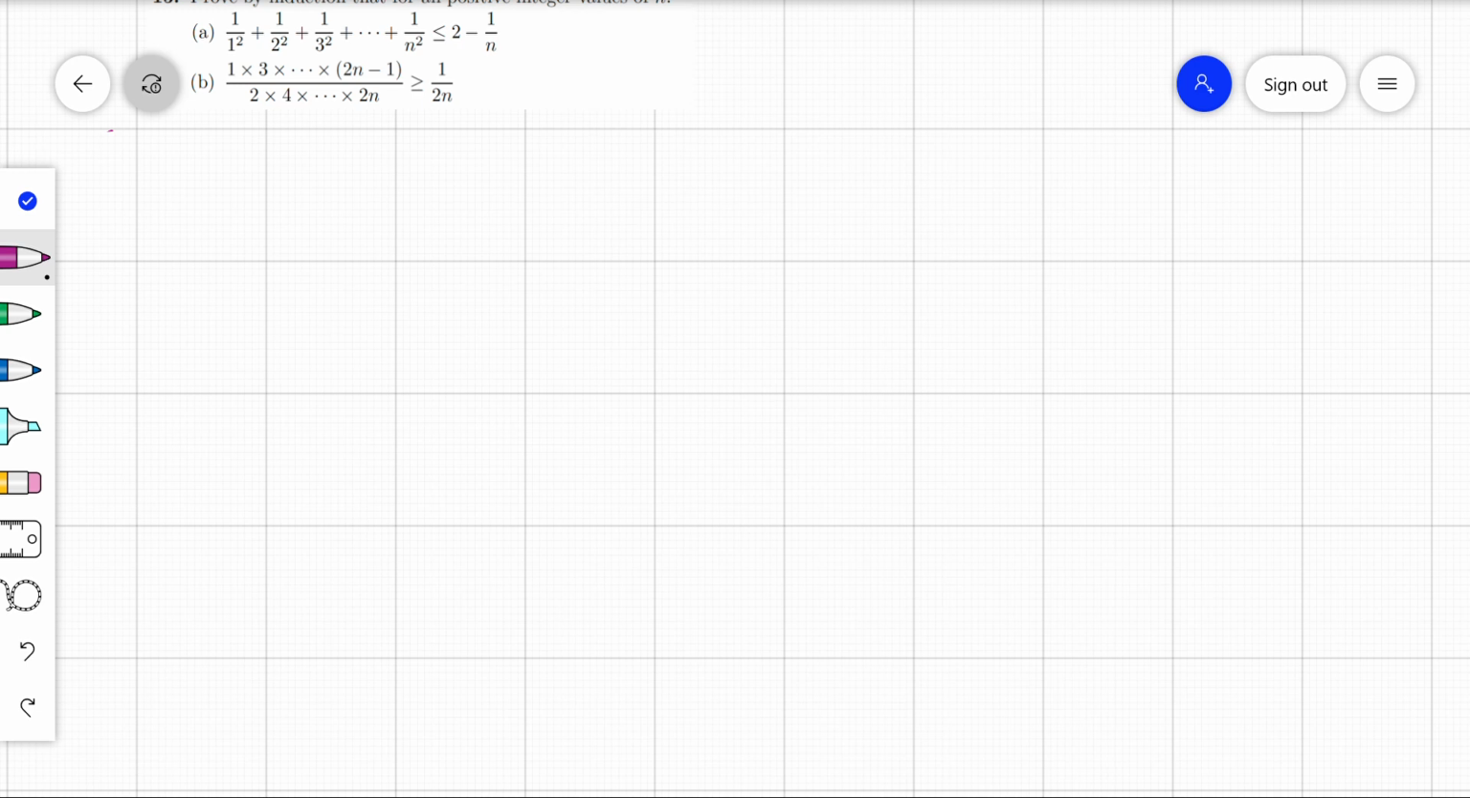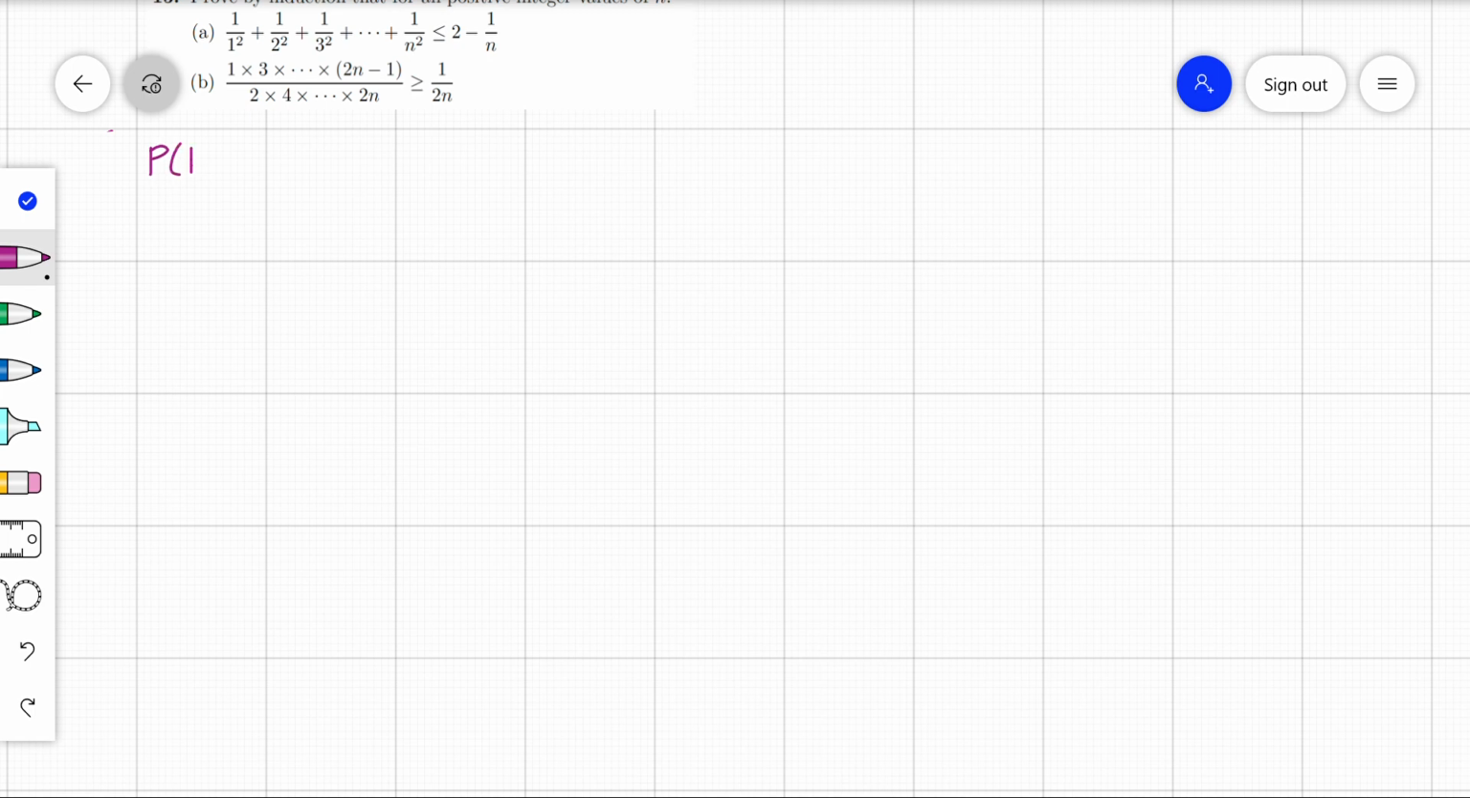So for this one, if we have a look at the base case of 1, we would just be doing 1 on 2, and over the right hand side we would get 1 on 2 as well. So the base case P of 1 is true. Let's have a look at the assumption.